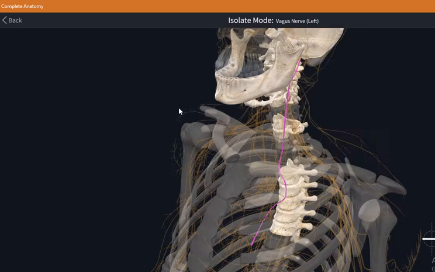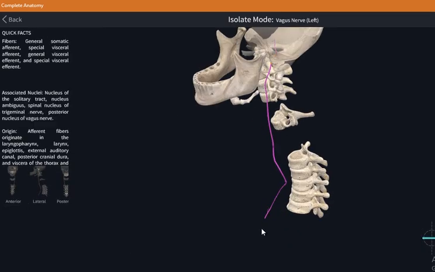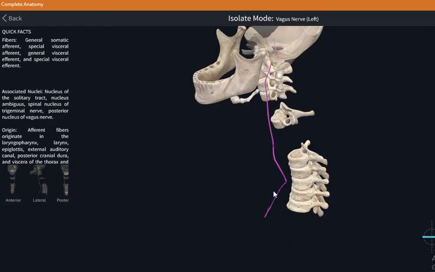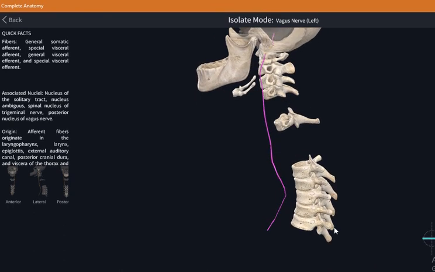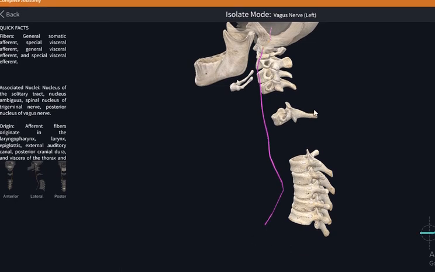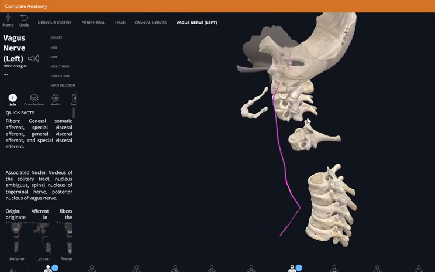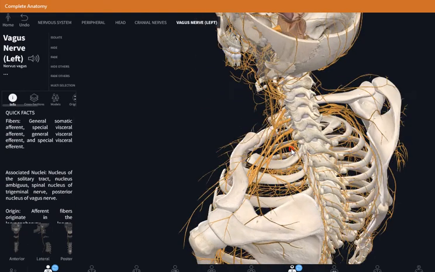If you isolate the vagus nerve, you see that it originates from here and descends all through to the thorax, and there is the thorax here, and here is the level of the abdomen. So cervical, and this is at the level of the thorax, so it extends to this position here. So now that's the vagus nerve.